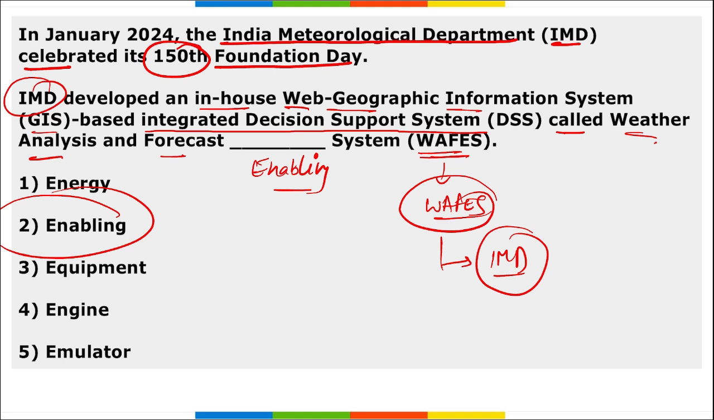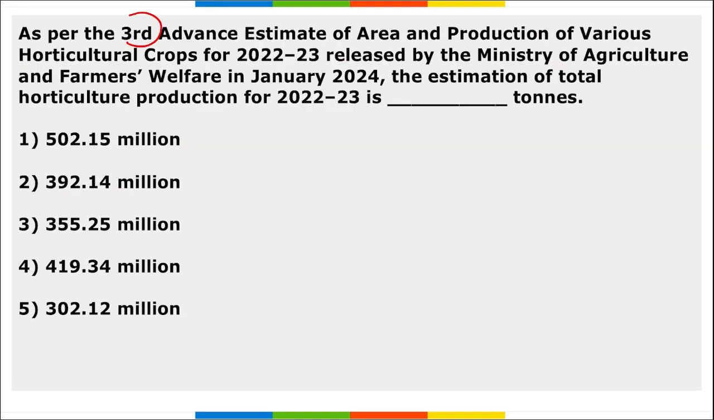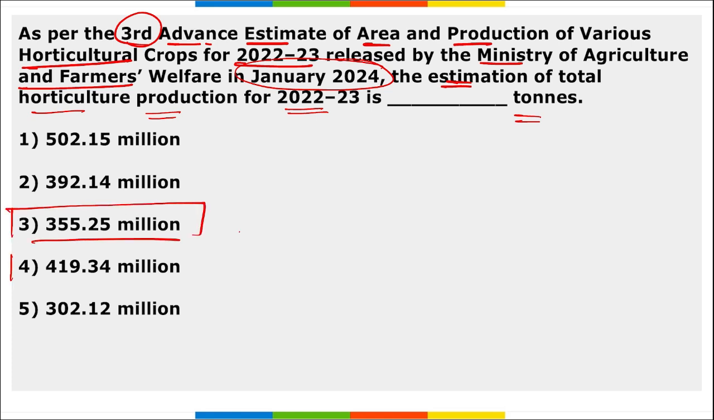Next, as per the third advance estimate of area and production of various horticulture crops for 22-23 that was released by the Ministry of Agriculture and Farmers Welfare in January 2024, the estimation of the total horticulture production for 22-23 is dash tons. It is how much tons? 355.25 million tons. Right, so it is Ministry of Agriculture and Farmers Welfare.